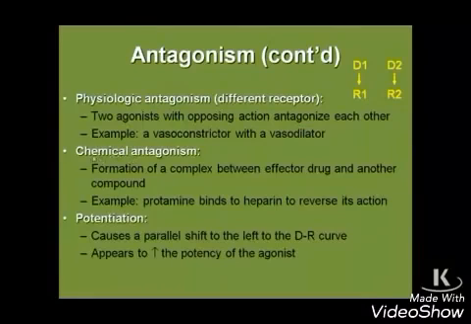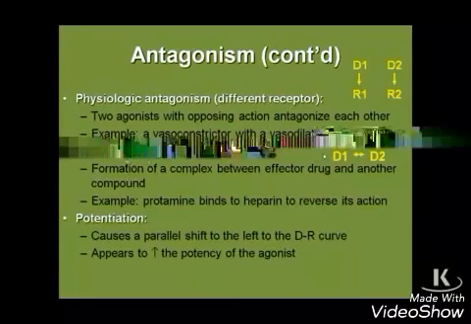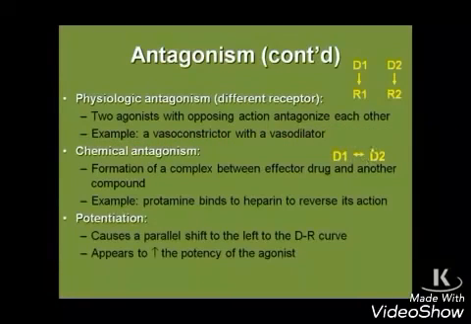Lastly, we have a type of antagonism called chemical antagonism. Now, as the name implies, it's a chemical interaction, which you might diagram this way. Chemical antagonism is where drug number 1 interacts directly with drug number 2. Notice that there are no receptors involved in this type of antagonism. It's simply a drug-to-drug interaction. So an example of chemical antagonism would be protamine binding to heparin. Independent of any receptors now, one drug, protamine, binds to another, heparin.